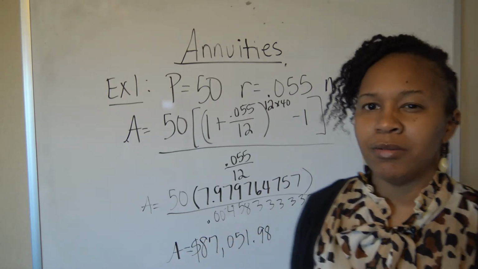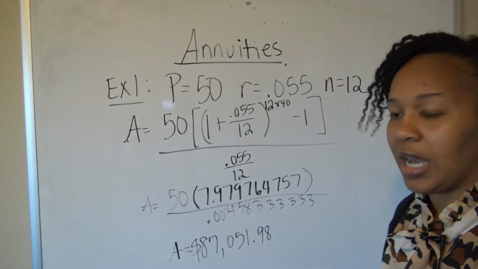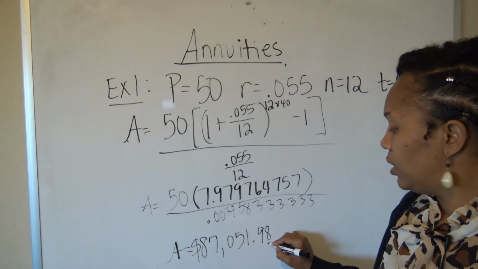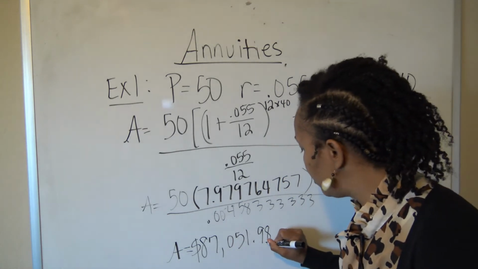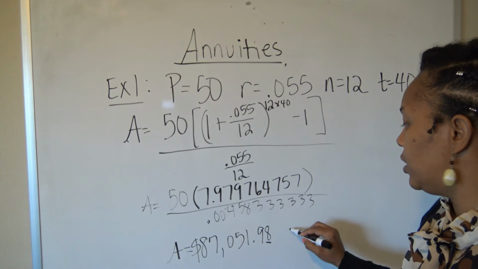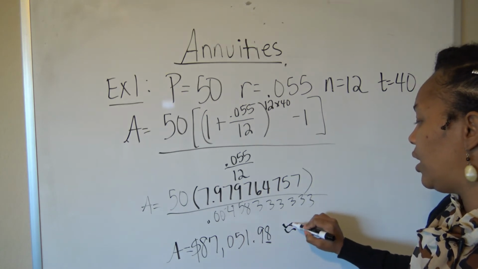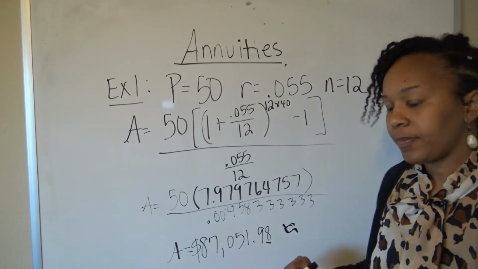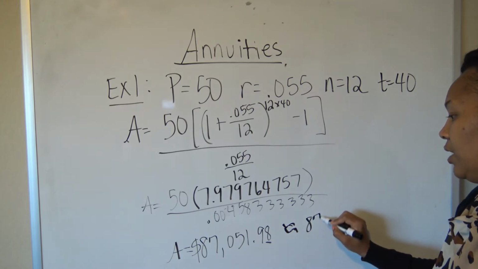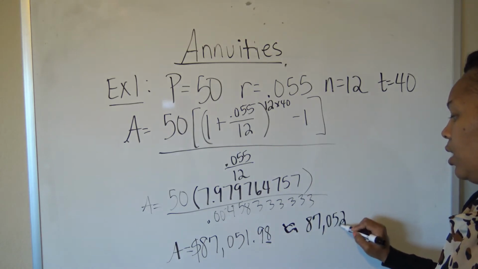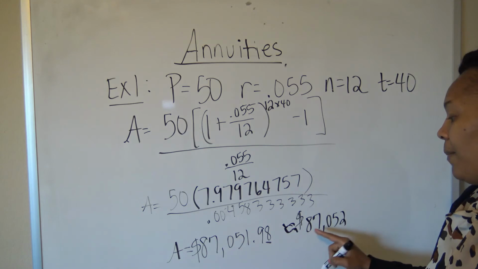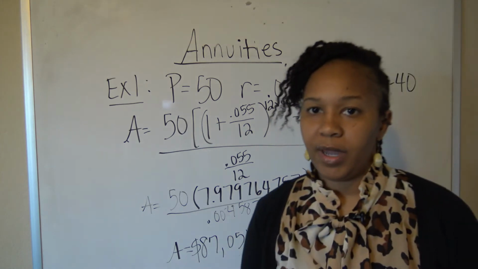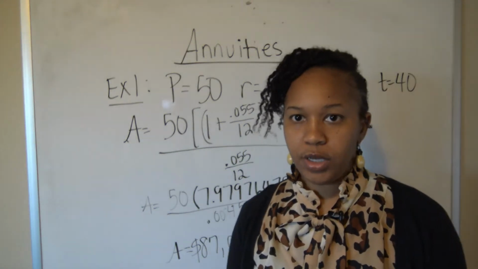And on some of these problems, it may ask you to round to the nearest dollar. But usually when it's money, you round to the nearest cent. But on some of these, you have to round to the nearest dollar. So if you round that to the nearest dollar, this squiggly line means approximately. It means this is approximately $87,052. So that's how much you will have in that account after making those $50 deposits for 40 years, all right?